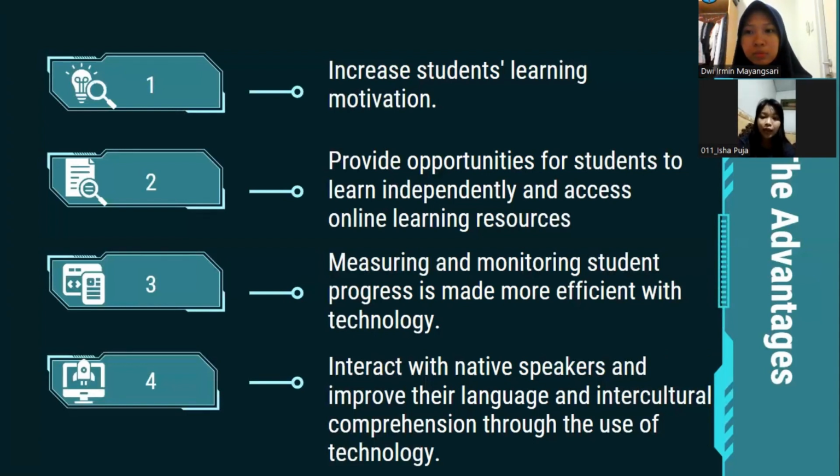And the fourth one and the last one, interact with native speakers and improve their language and intercultural comprehension through the use of technology. Through online communication tools, students can practice real-life speaking with the natives and listening abilities. Additionally, exposure to diverse cultural perspectives via digital platforms fosters intercultural competence, helping students develop a broader understanding of the world. This interactive and tech-driven approach makes language learning more dynamic, relevant, and effective.